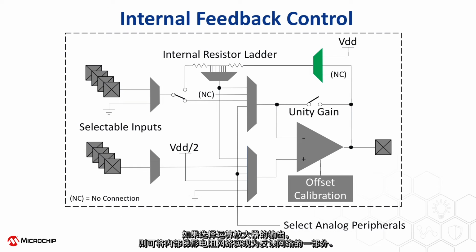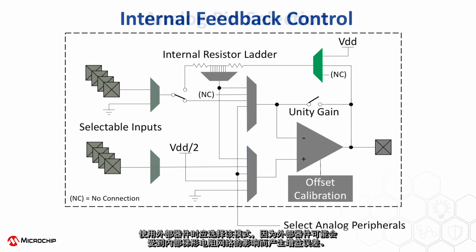shifter. Choosing the operational amplifier's output implements the internal resistor ladder as a part of the feedback network. When using the internal resistor ladder as feedback, this option must be chosen. Finally, there is a no connection option, which disconnects the top of the ladder. This mode should be selected when using external parts, which may be influenced by the internal resistance of the ladder, causing gain errors.